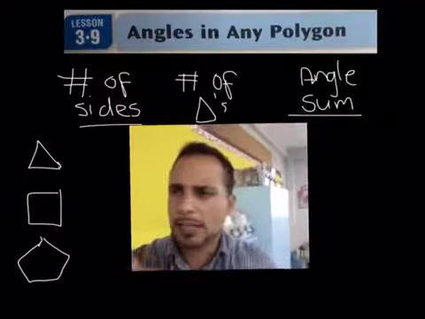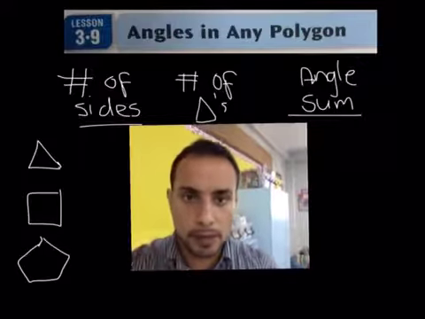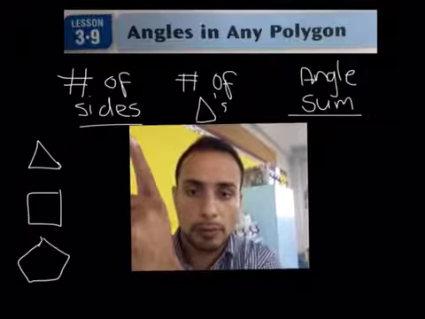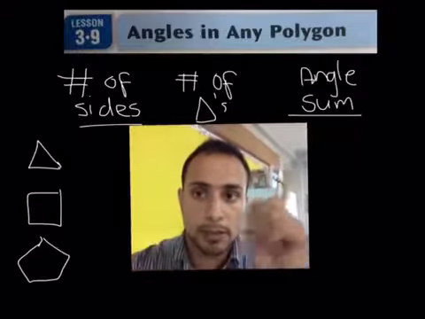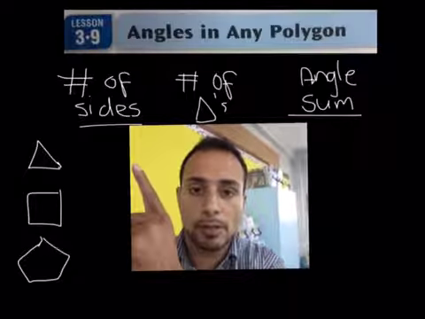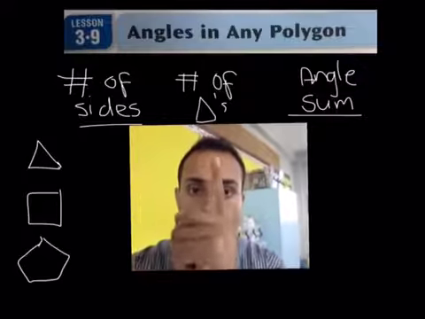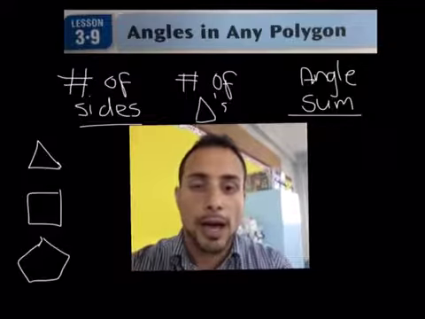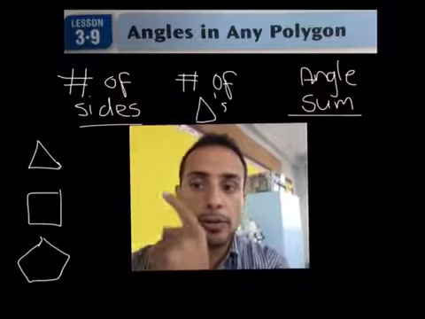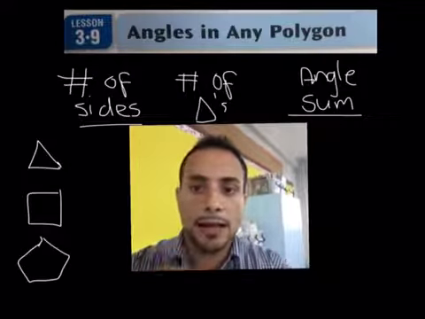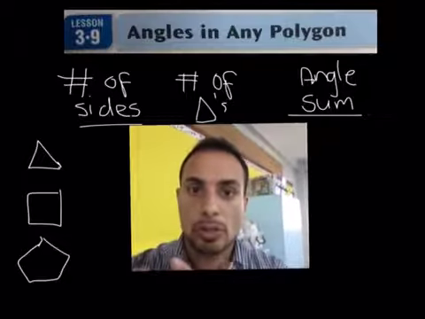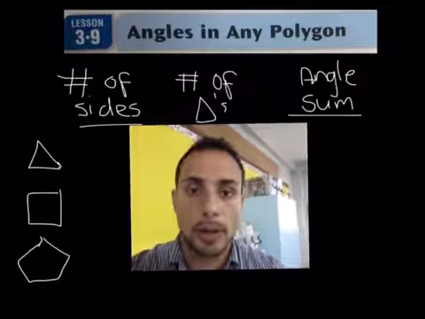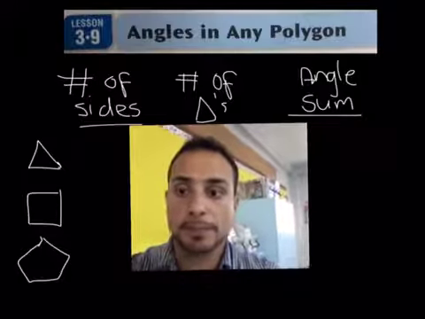So let's work with this. Please, if you have a piece of paper in your notebook, make a table like this. Across the top, make three columns: number of sides, number of triangles, and angle sum. And then along the side, draw these three polygons. Draw the triangle, the square, and the pentagon. You can continue on afterwards to keep trying. You can draw a hexagon, a heptagon, an octagon, and so on. Okay, so let's go ahead and try this.